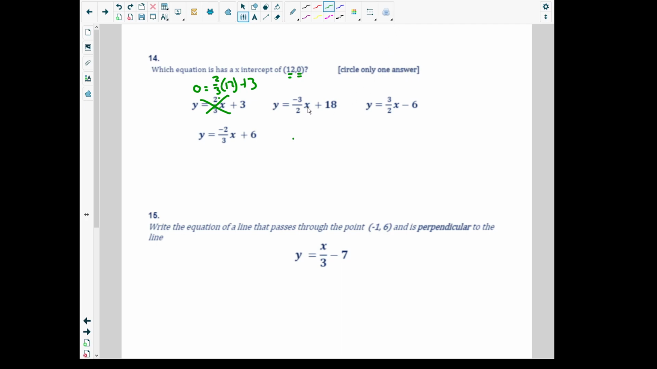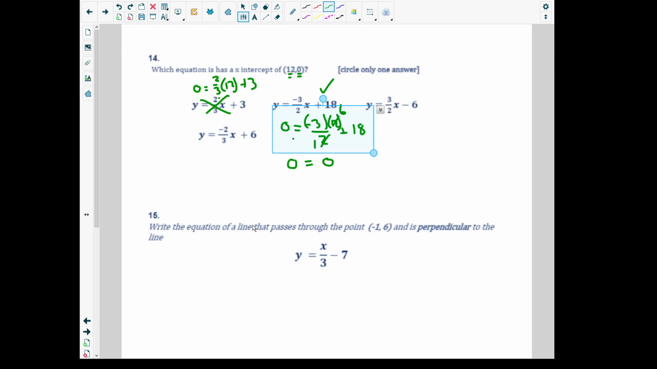So this one, we're going to put in 12, 0. So we're going to put 0 in. Does 12 really do that? Let's see. Negative 3 times 12 over 2 plus 18, right? So I'm going to reduce first. So 12 and 2 reduce to 1 and 6. So that's negative 18 plus 18. That one works because that gives you 0. Okay, and of course, in other words, I'm going to get 0 equals 0, and that makes sense to me.